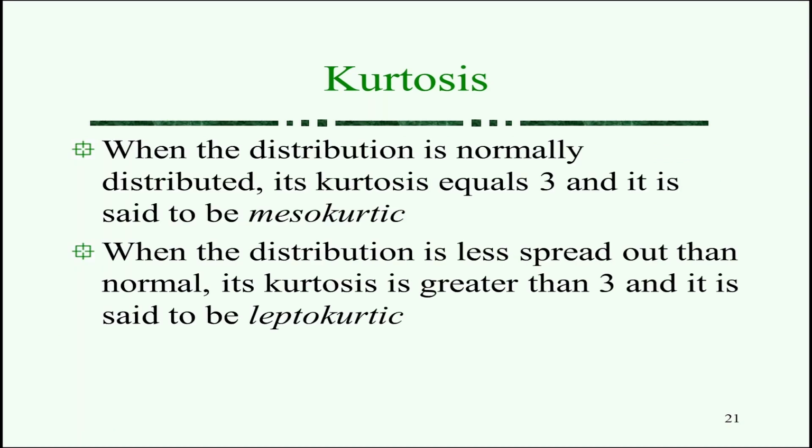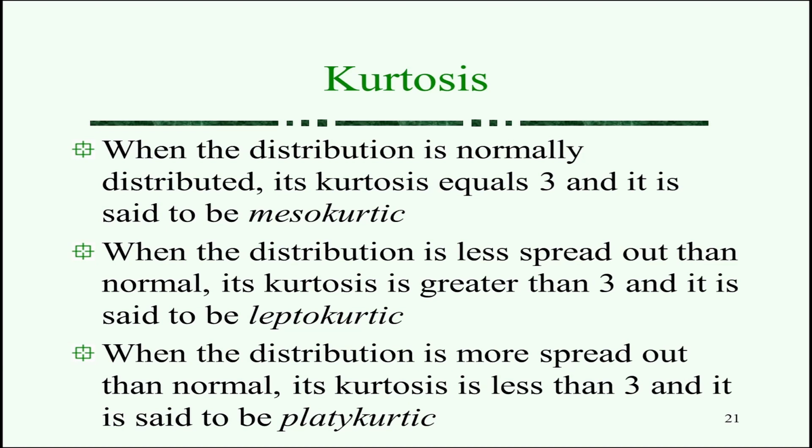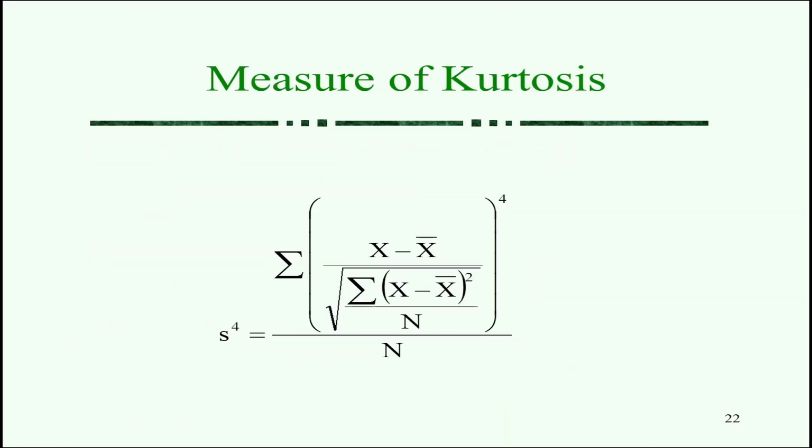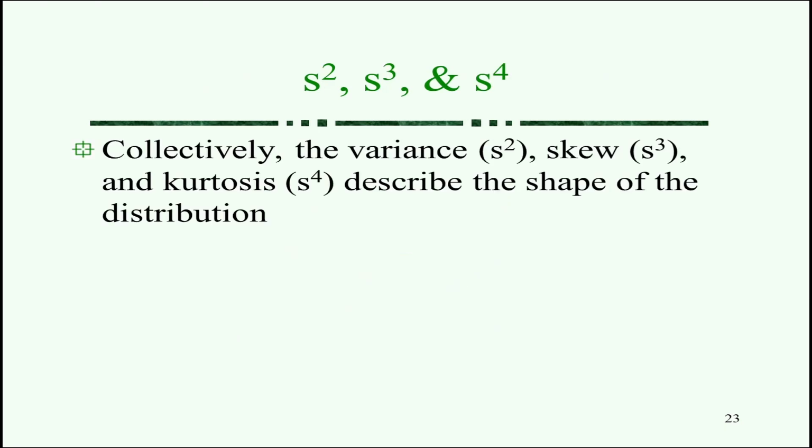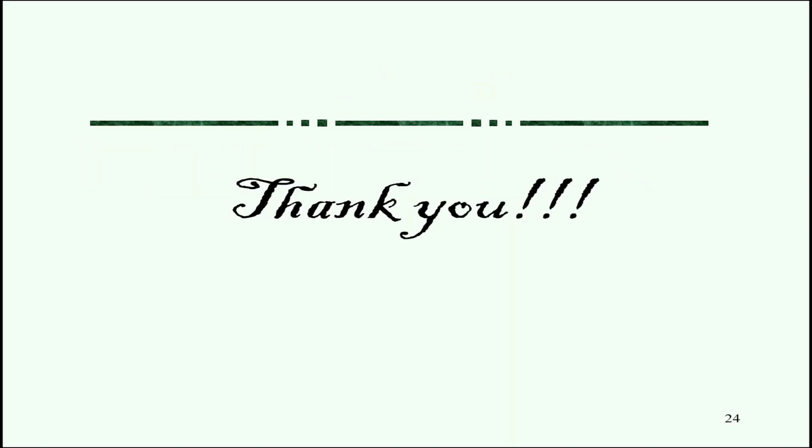The definitions for mesokurtic, leptokurtic and platykurtic are given in detail, and the measure of kurtosis is given by s4. What can all of these be called collectively? The variance s squared, the skew s cubed and the kurtosis s4 describe the shape of the distribution. Thank you.